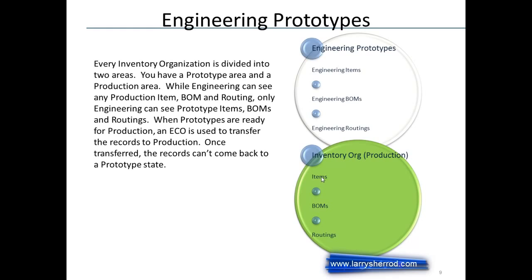For instance, let's say a material handler in your production organization can't go and look at any engineering items or any engineering BOMs or any engineering routings unless you specifically put those forms within their responsibility. So it gives us a nice way to segregate the information used by engineering and the information used by production.